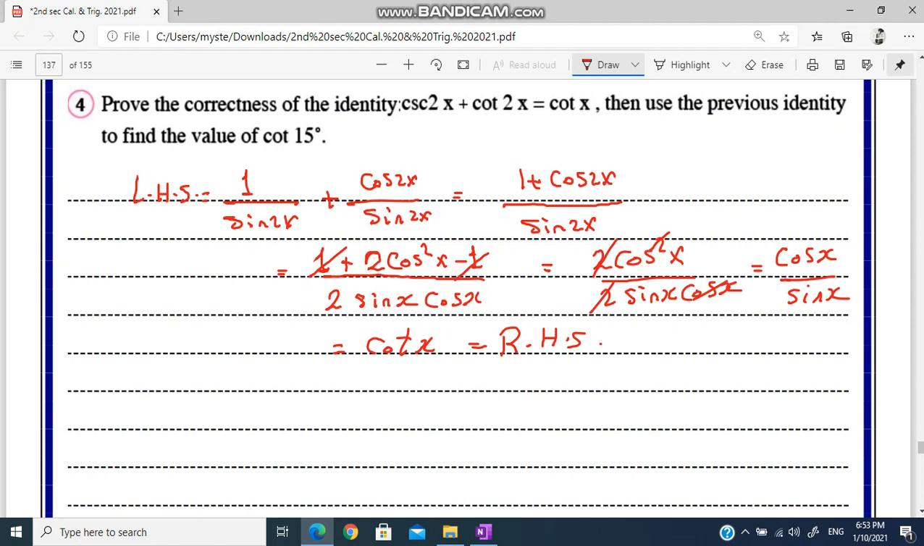To find the cotangent 15, by substitution with x equal to 15, it equals cosec 30 plus cotangent 30. Cosec 30 equals 1 over sine 30, which equals 2, plus cotangent 30, which is 1 over tan 30, which equals root 3.